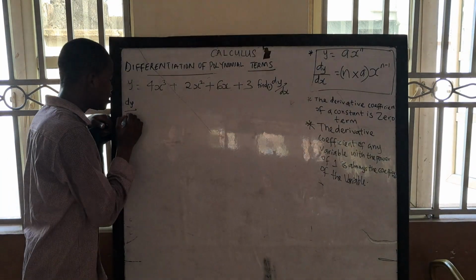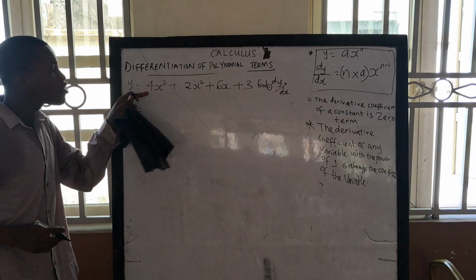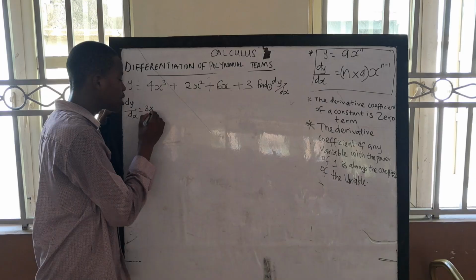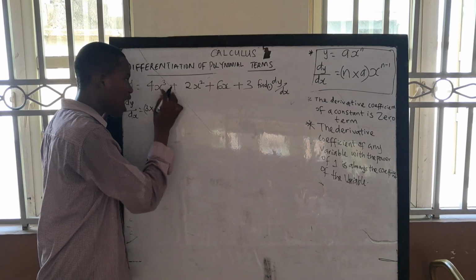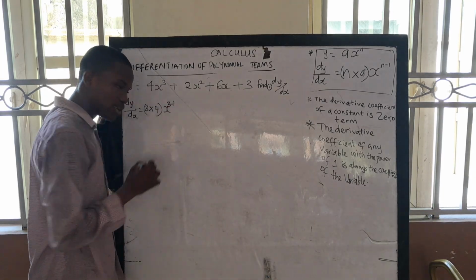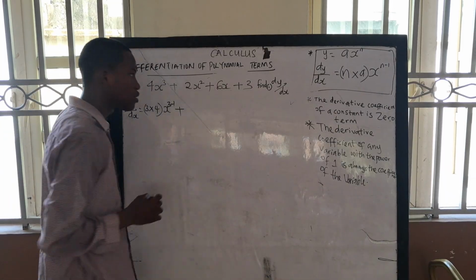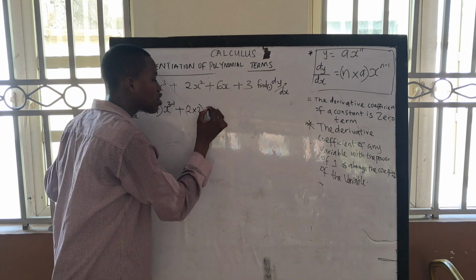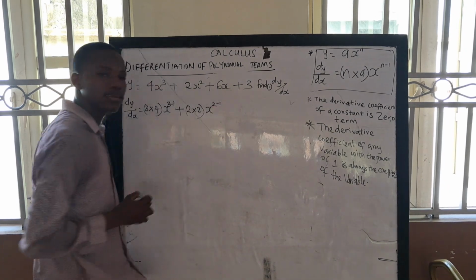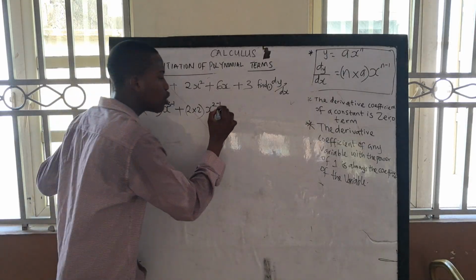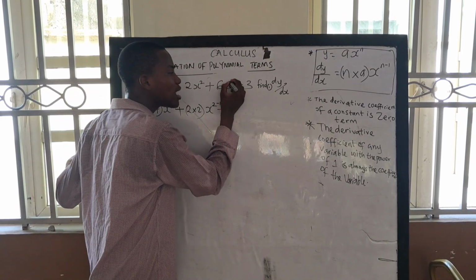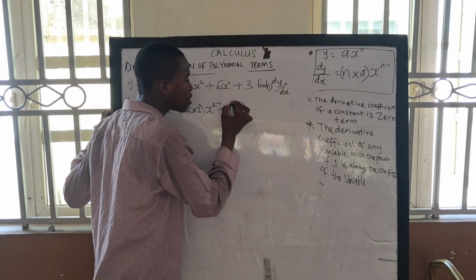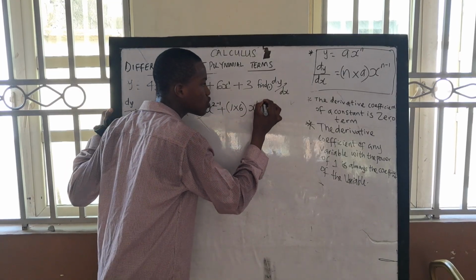dy dx. If I want to differentiate 4x cubed, remember the power will multiply the coefficient. So I'm having 3 times 4, right? X raised power, I'll subtract 1 from here, 3 minus 1. Plus the power will multiply the coefficient, that's what? 2 times 2, right? X raised power what? 2 minus 1. I subtracted 1 from the power. Plus, recall there's an invisible 1 here. If you don't see any power here, just put 1. So I'm having 1 times 6, right? X raised power what? 1 minus 1.